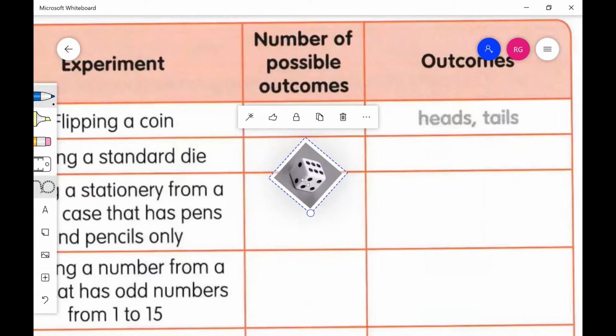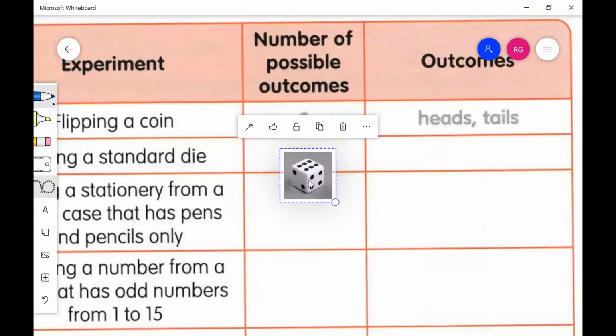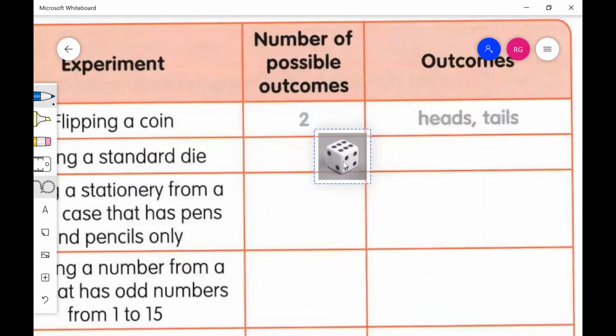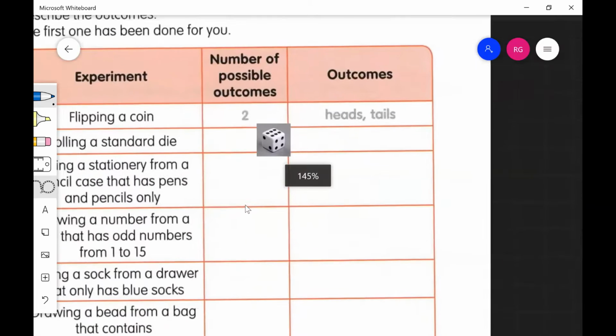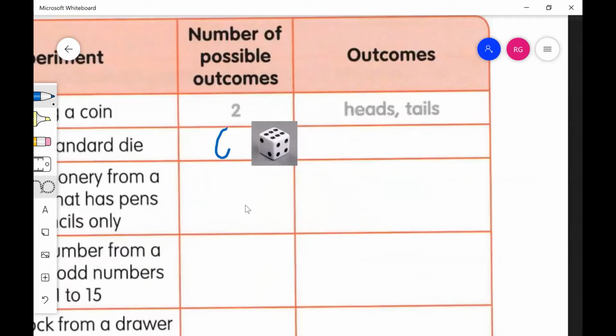Alrighty. I can put a little picture. You can draw a picture if you want. You can fit a little die in there. Okay. Oh, that didn't work so well. Okay, so number 6 is there. So number of possible outcomes is 6.